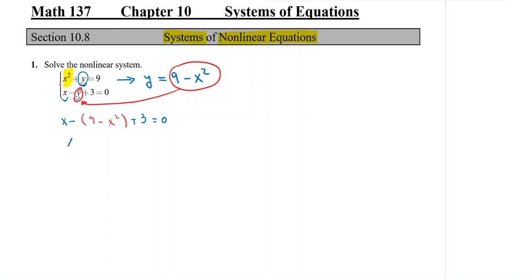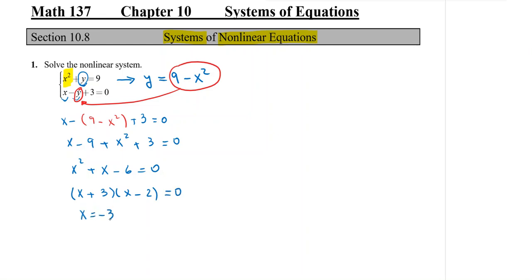We can clean this up, distribute that negative, and it does have both the x squared term in it and the x term. So we'll just put everything on one side, simplified with x squared coming first. So combine the negative 9 and the 3. And this one can be solved by factoring. Two numbers that when you multiply, you get negative 6, and when you add, you get 1, would be plus 3 and minus 2. Set each factor equal to 0. From the first factor, you get negative 3. From the second factor, you get 2.